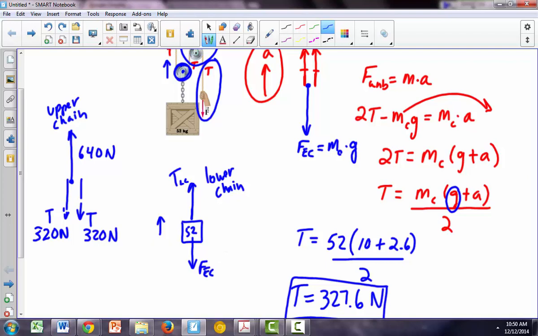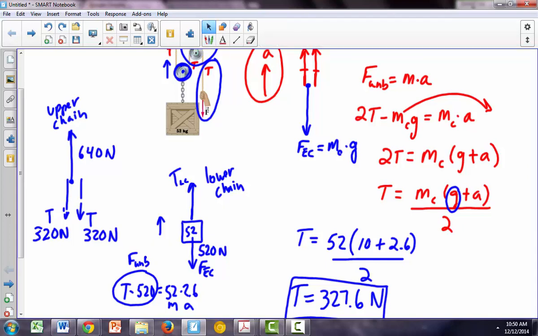Okay? This is 520 newtons if I use 10. So T minus 520 is going to be equal to 52 times that 2.6. That's the acceleration. So this is ma. This is the unbalanced force right here. Solve for the tension in that chain, and you're going to get the same 650 that we had before, I believe.